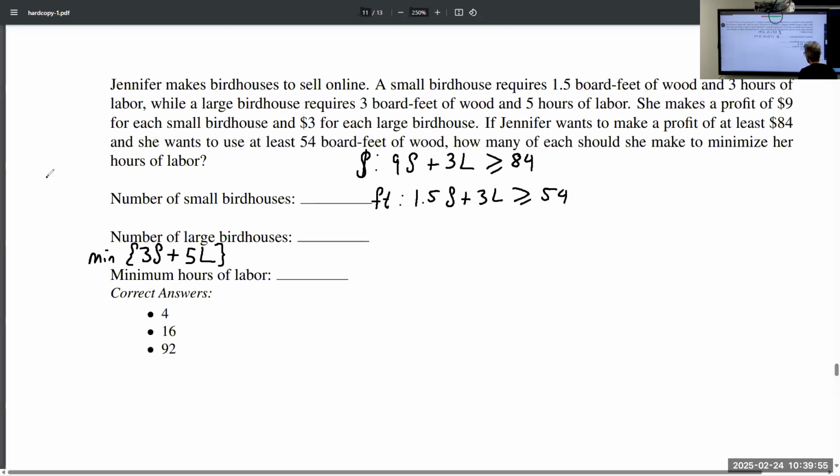I don't see any other boundary conditions other than the fact it has to be positive. So I would say small and large have to at least be 0. They can't be negative. Okay, I think that's all we need to set up the problem. And our technique is to graph it to find the corner points. See if we can do that.